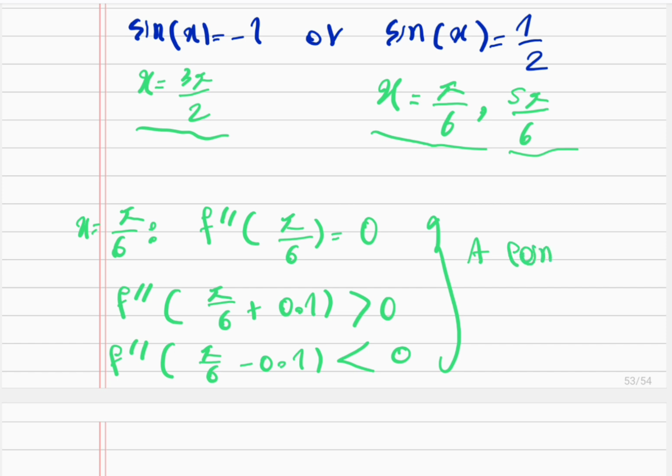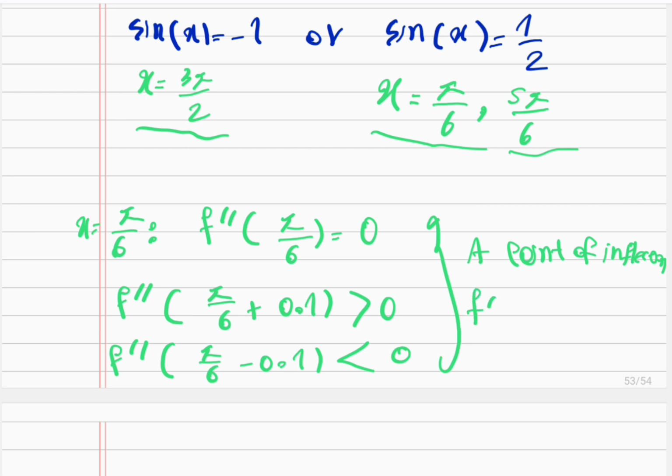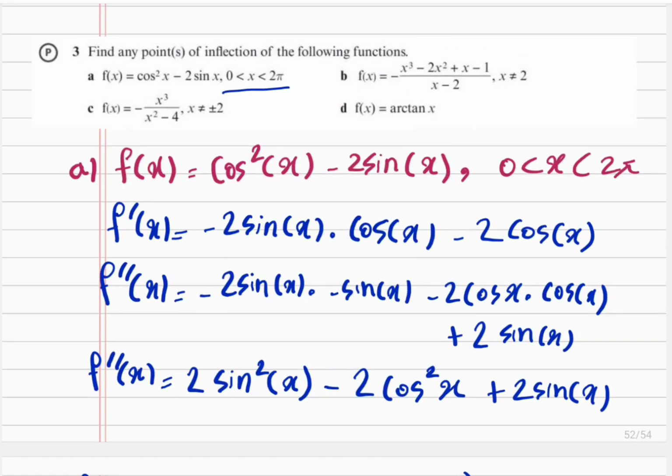So actually we also need its corresponding y coordinate, but this was the whole point of showing and proving that pi over 6 is the point of inflection. So we need to find f of 0 to find the y coordinate of this point. So yeah, the function is here. Let's substitute 0 and see what we get.